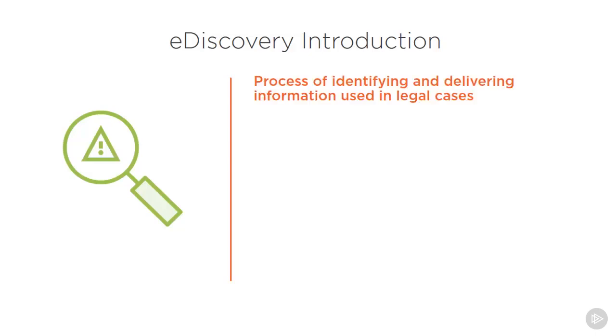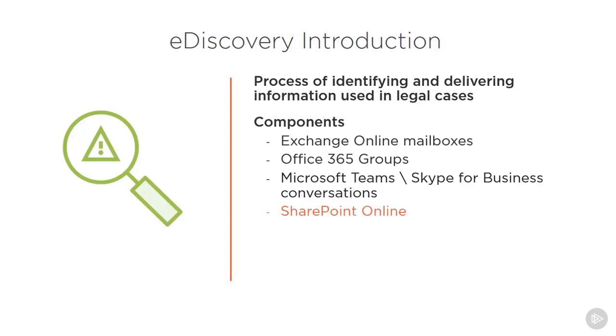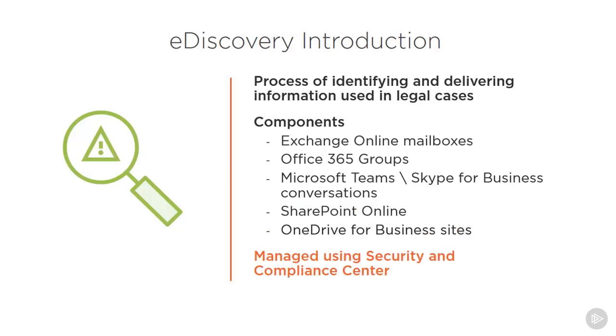As I mentioned, it's the process of identifying and delivering information used in legal cases. So it could be just a normal document today, but something within that document may be considered a record tomorrow and have legal requirements around that document. When it comes to eDiscovery, there are several components or services within Office 365 we have to be aware of. For instance, Exchange Online mailboxes, Office 365 groups, Microsoft Teams or Skype for Business conversations, SharePoint Online and the content stored in there, OneDrive for Business sites. All of these have to be taken into consideration when we're talking about eDiscovery. How do we do this? We manage this through the Security and Compliance Center.